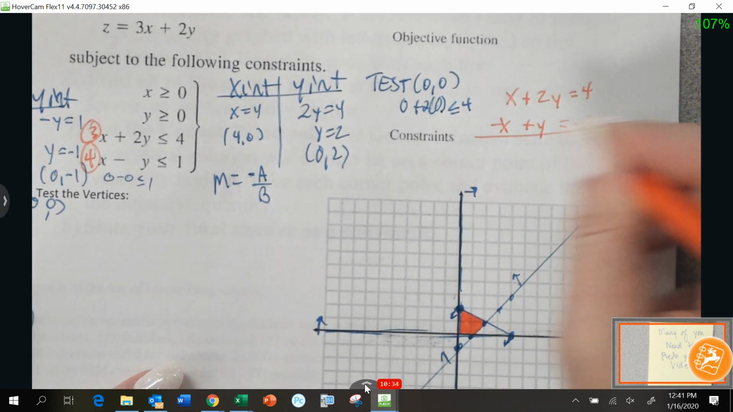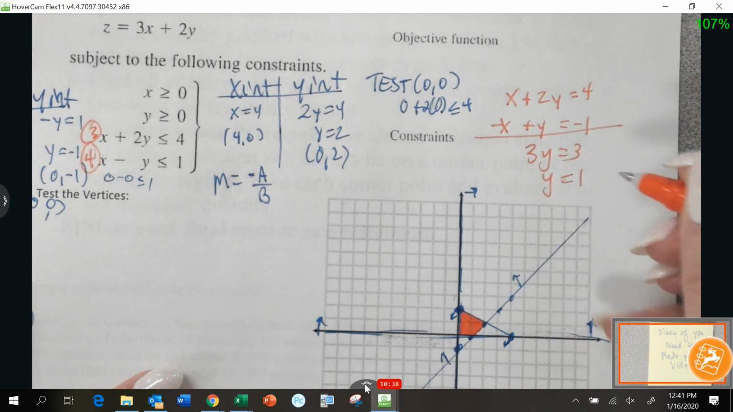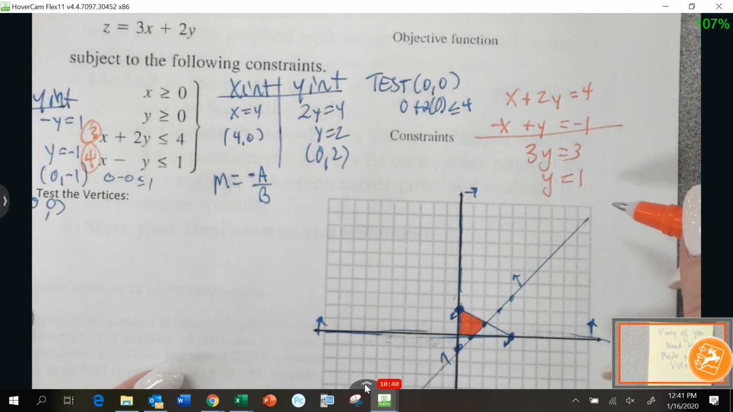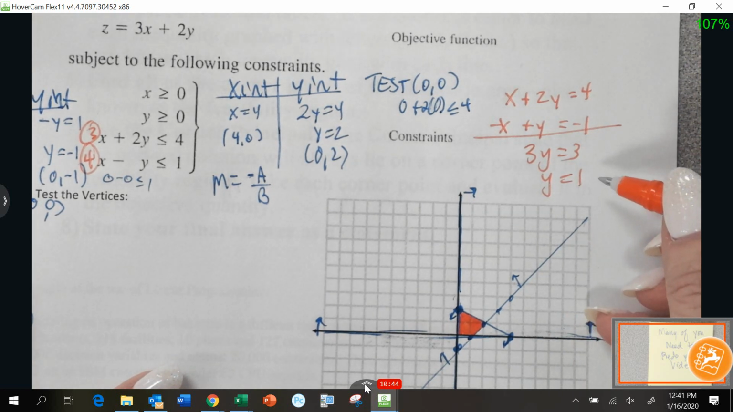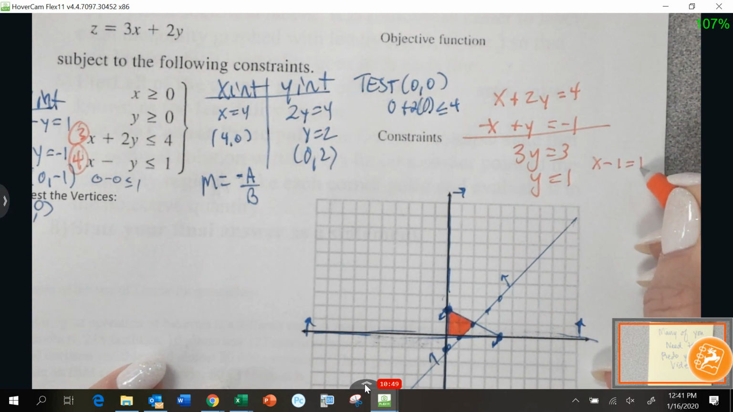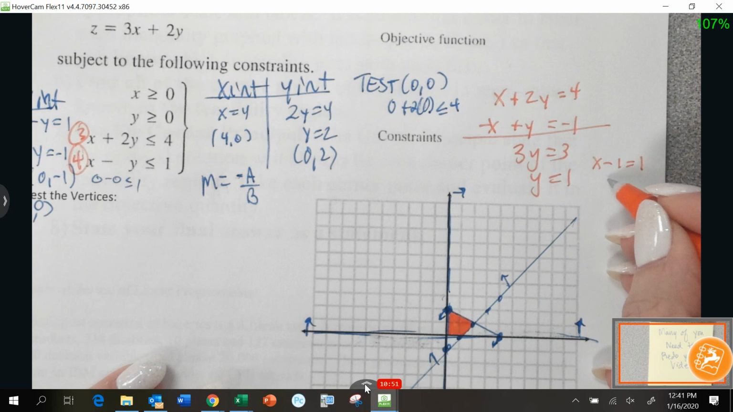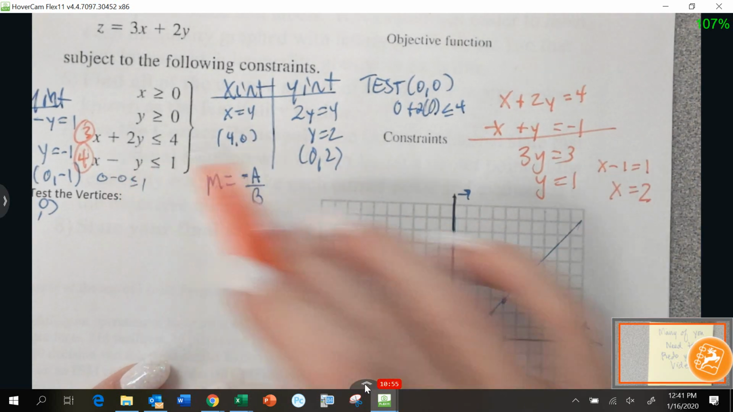So I'm using equals. I'm going to add those together. I get 3y equals 3, so y equals 1. Now I know what y equals. What do I do with y? Plug it in. Maybe I plug it into 4. So I have x minus 1 equals 1. X equals 2. And then I can check it in equation 3 just to make sure.